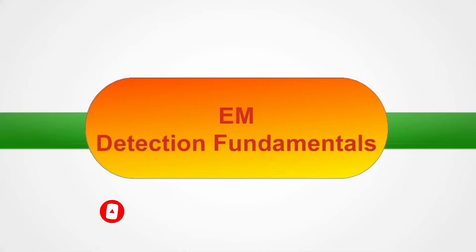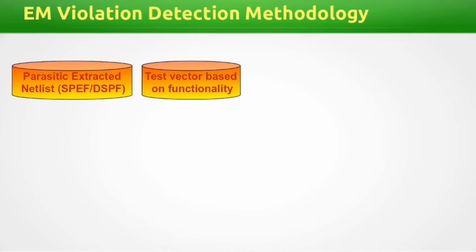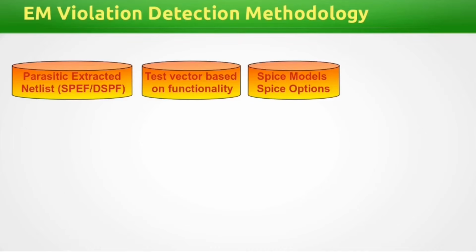Now let's talk about the EM detection fundamentals. So we have seen both analog and digital. Now we are doing the crux of the analysis. So what inputs do we require? Parasitic netlist, SPEF or DSPF, test vector based on the functionality, SPICE model, SPICE options. Because to generate the currents, we have to do the SPICE simulation, the average, RMS, peak, this kind of currents.